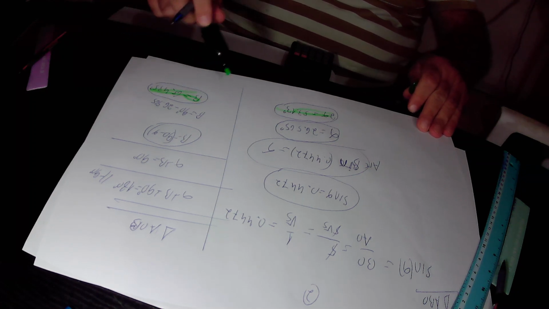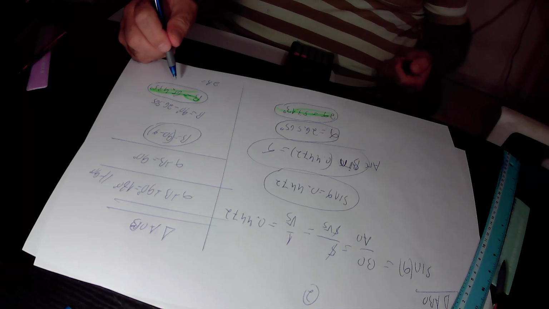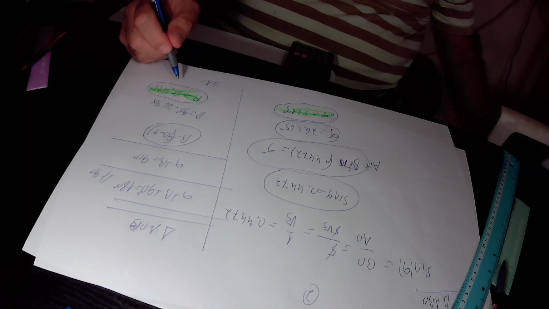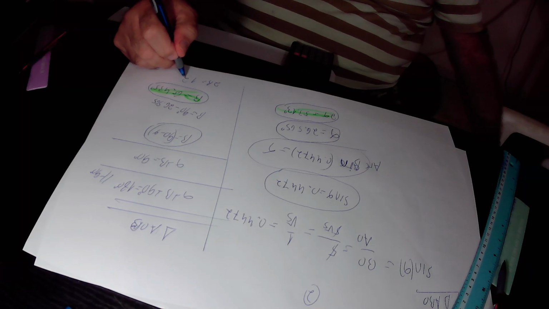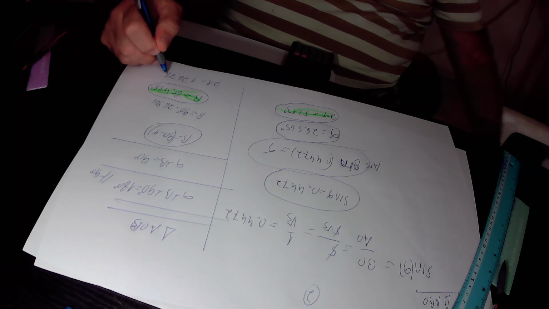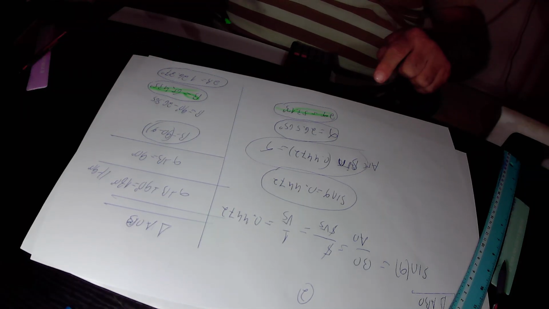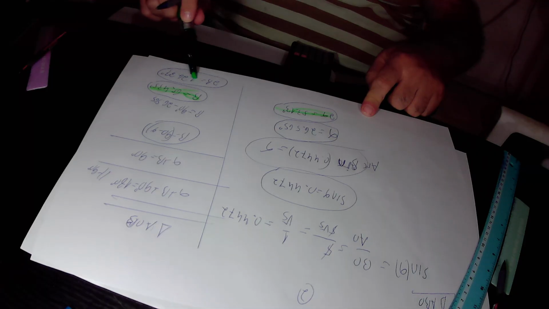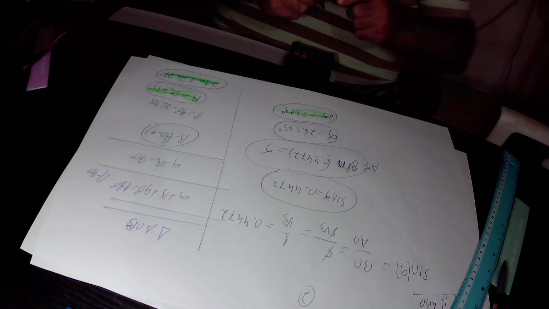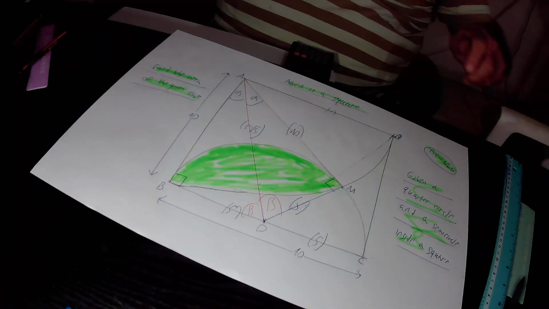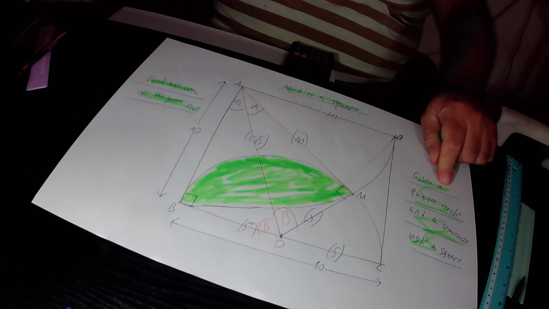And what is the value of 2 beta? 2 beta equals 2 times 63.435, which is actually 126.87 degrees. So in total we found that 2 beta equals 126.87 degrees and 2 alpha equals 53.13 degrees. Our task is to find the area of this green shape.